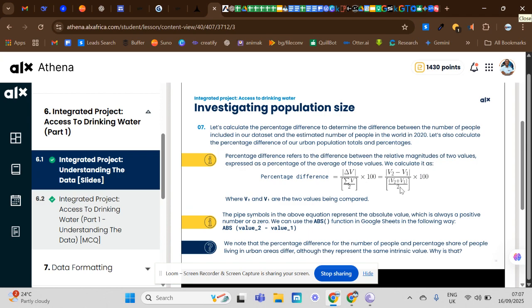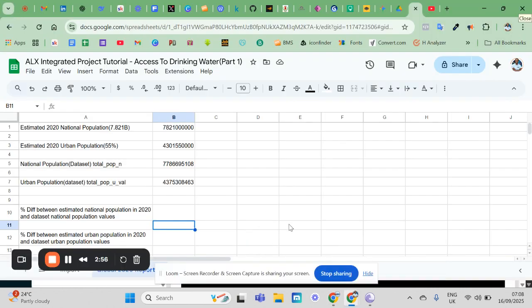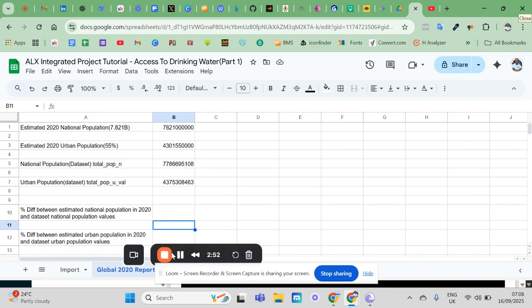Then at the bottom, if you look at it carefully, this is a calculation for average. So it means that we are combining the ABS function with the average function, and then we multiply it by 100 so that we can express it as a percentage. Okay, so let's go and see how it actually goes.